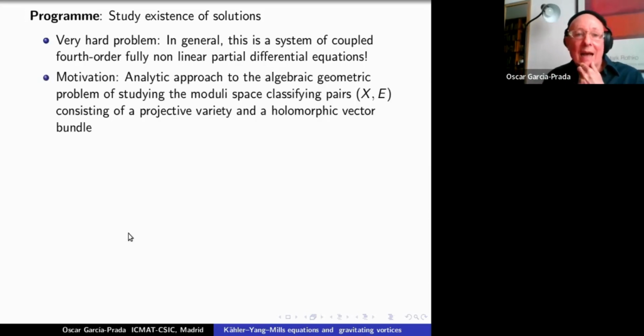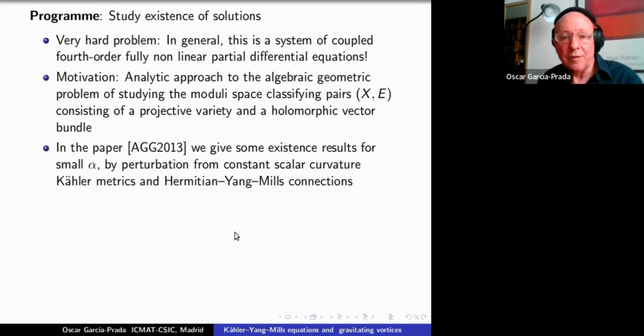And let me just say that we also had as a motivation to study this problem to have an analytic approach to a very natural algebraic geometric problem of studying the moduli space classifying pairs of a projective variety and an algebraic holomorphic vector bundle. And in the same way as the study of the Kähler-Einstein and constant scalar curvature equations has provided algebraic geometers with a very beautiful gift of K-stability, we would expect that there would be some kind of K-stability in this situation that would be meaningful. And so that was a strong motivation.